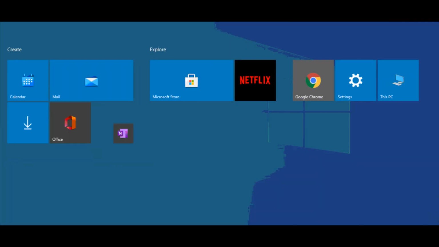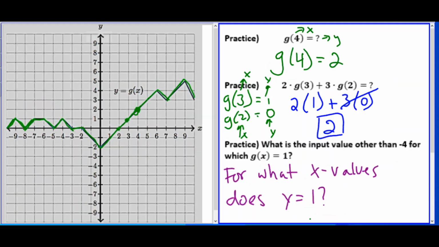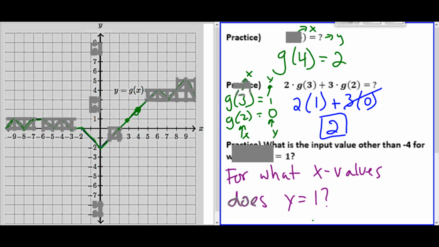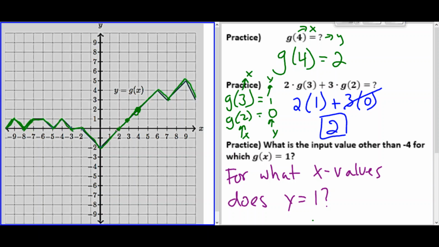And then g of 2 for that one. So when x is 2, what is y? When x is 2, y is 0. So I have 2 times g of 3 is 1, so 2 times 1, plus 3 times g of 2, so g of 2 is 0, so I put parentheses around 0, and then that just makes 2 times 1, which is 2, because 3 times 0 goes away.